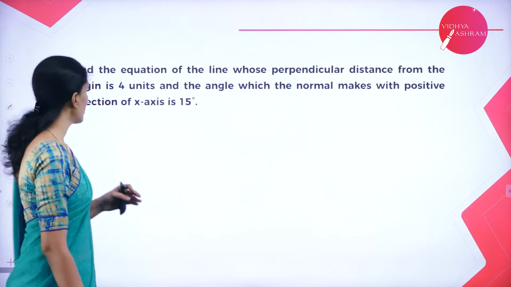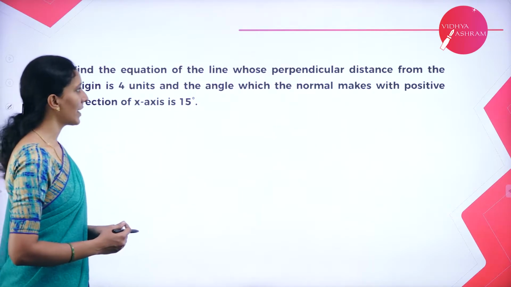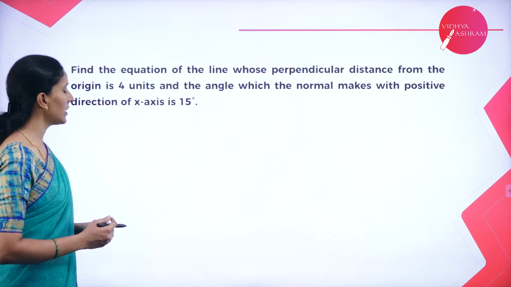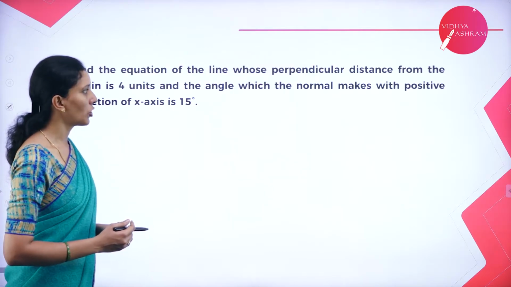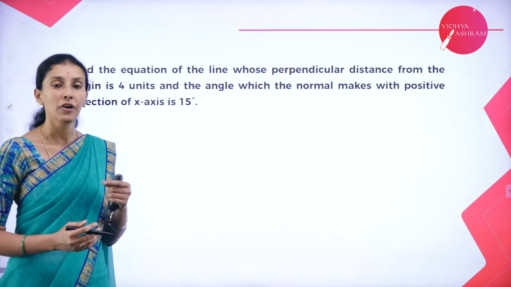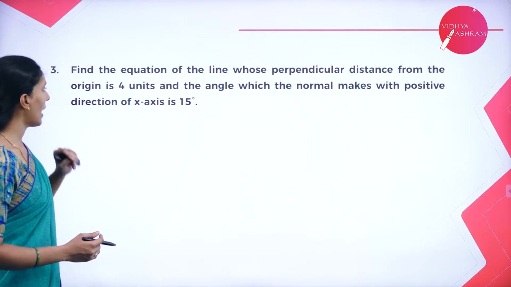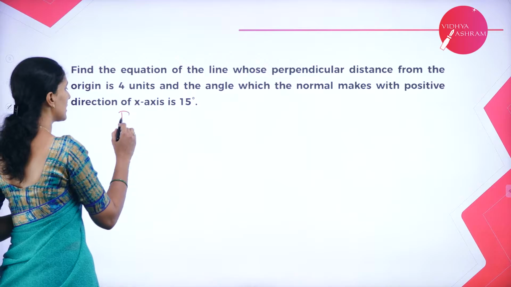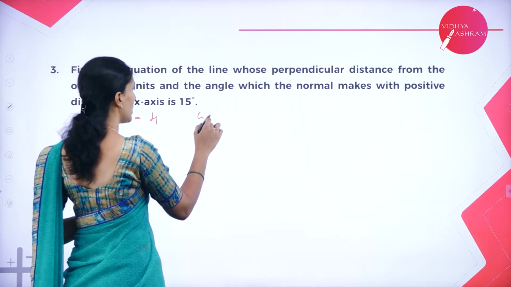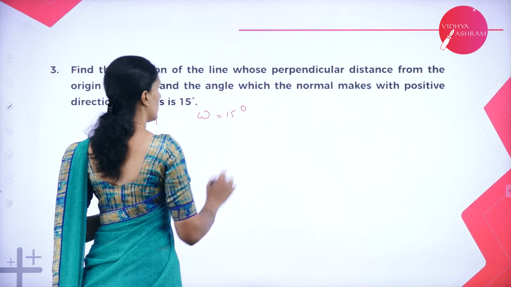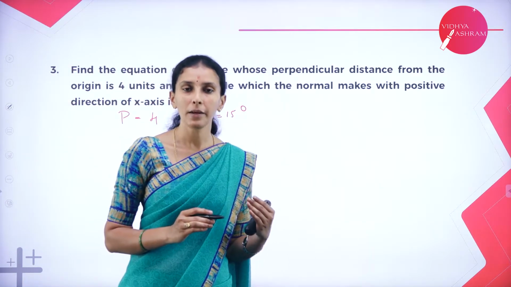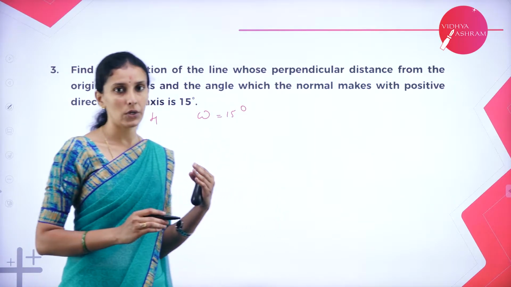Here we have a question. Find the equation of the line whose perpendicular distance from the origin is 4 units and the angle which the normal makes with the positive direction of x-axis is 15 degree. So here we have the perpendicular distance given as 4 units and omega is given as 15 degree. So the general equation is x cos omega plus y sin omega is equal to p.